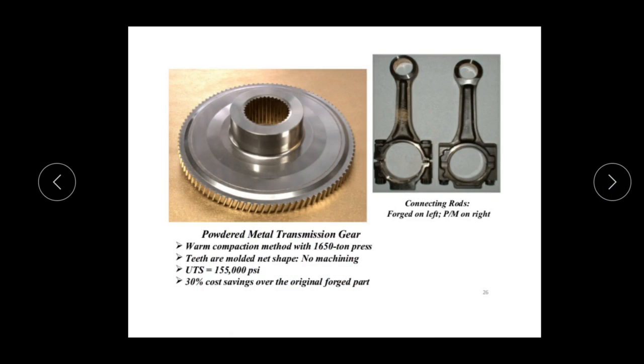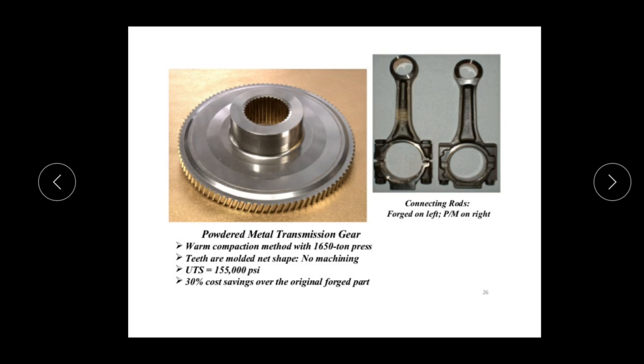Yes, dear students, here we have two images on the slide. This is the first image, from the left side. This is the powder metal transmission gear. This is a spur gear which is made by the powder metallurgy technique, using the warm compaction method with a 1650 ton press. The teeth are molded near net shape. No machining is required. 30% cost saving over the original forged part.